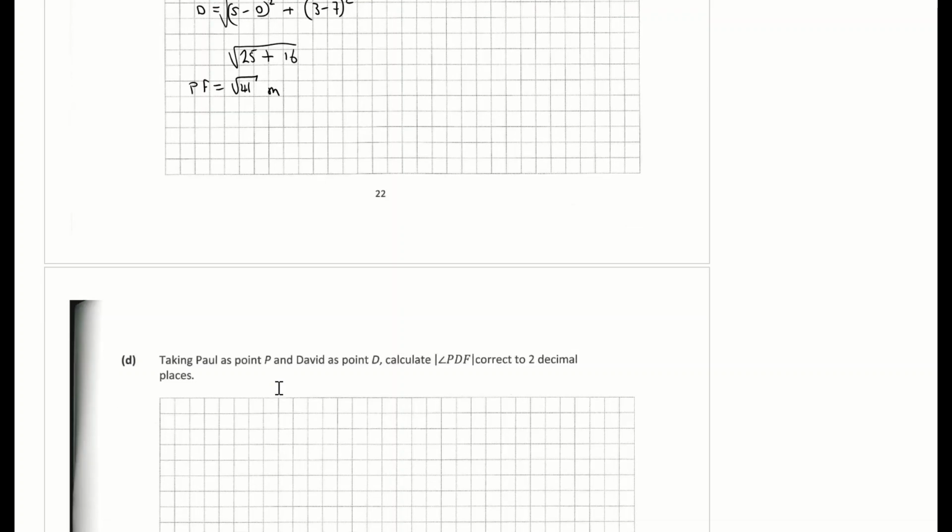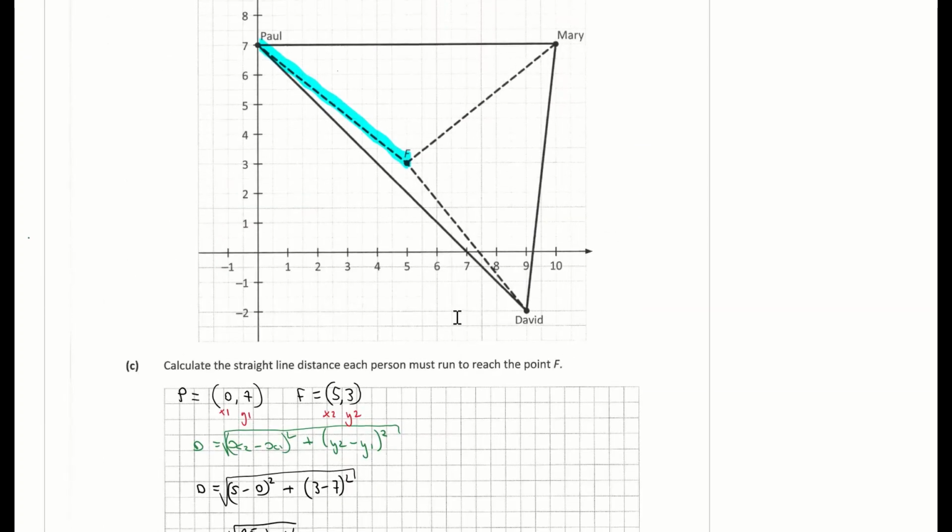It's asking us, taking Paul as the point P and David as the point D, calculate the angle PDF. So that's getting us to find the size of the angle D, correct to 2 decimal points. If I scroll back up to my picture here, they basically want us to look at this triangle here, from David to Paul to F. So I'm just going to sketch that triangle.